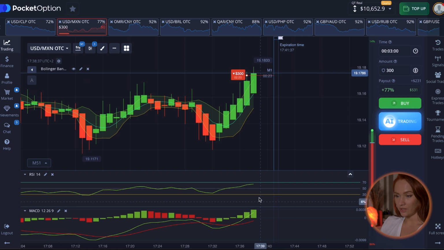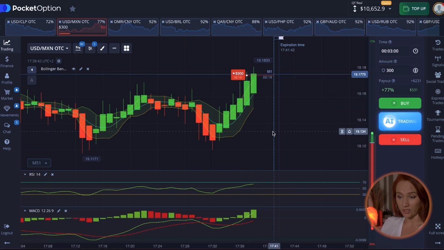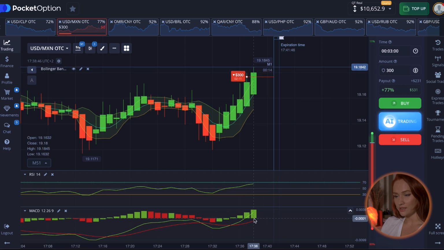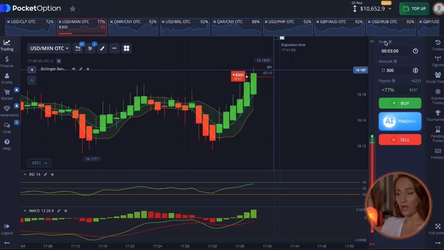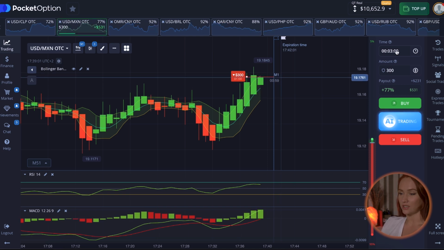Here the signal is not yet fully formed and MACD says that we are still growing, and yes, we may still grow. Therefore, to play it safe, since I have, let's say, one indicator signaling a reversal, the second one, which is RSI, signaling the same thing, and the third one is like 50-50, so I increased the deal time.